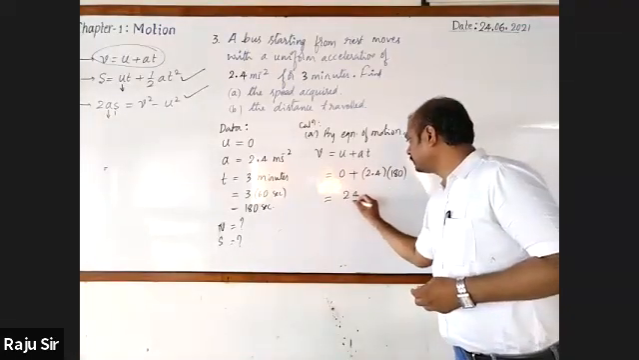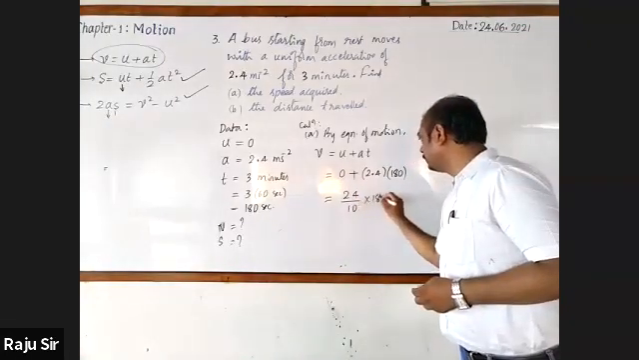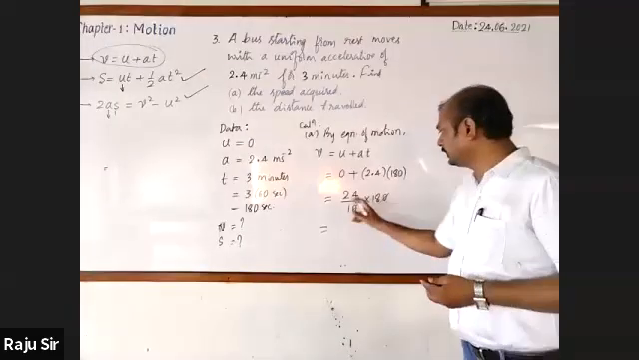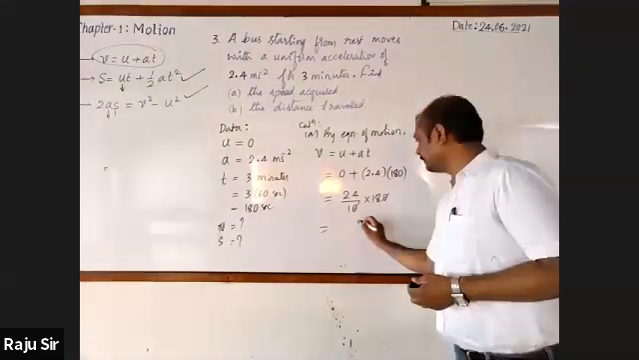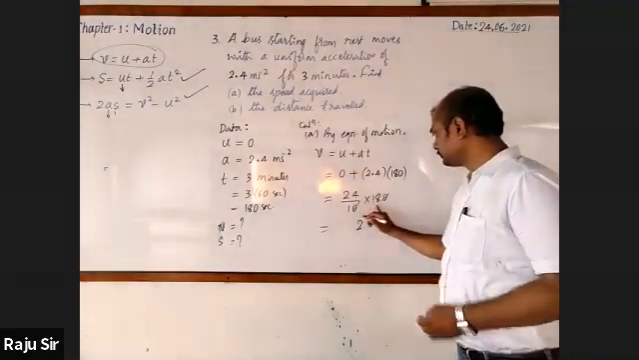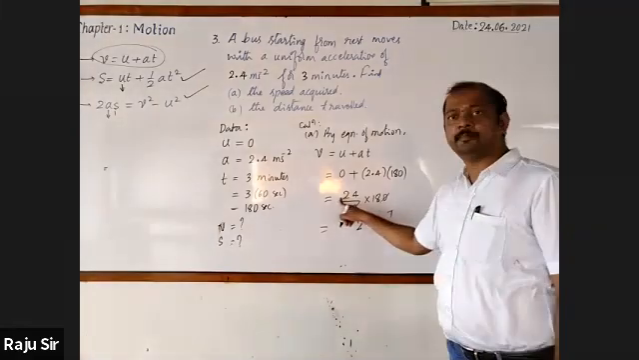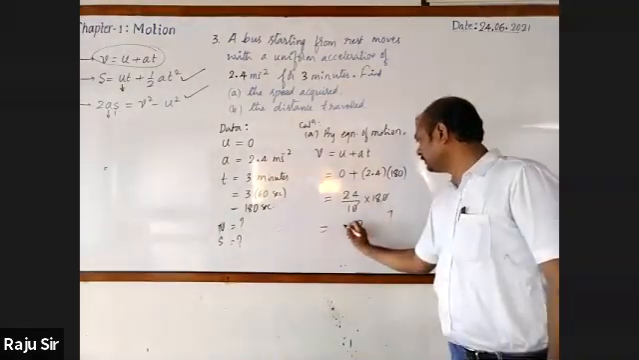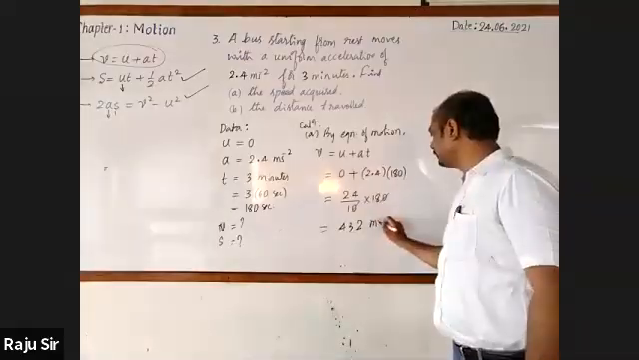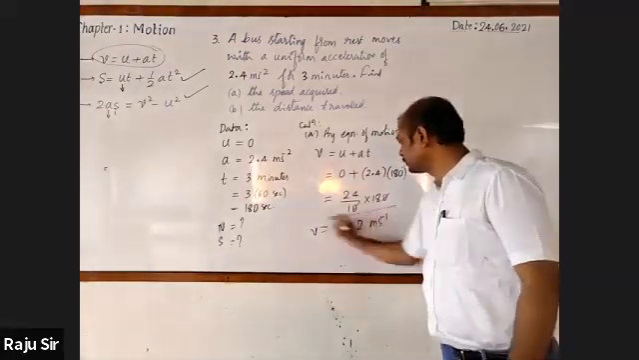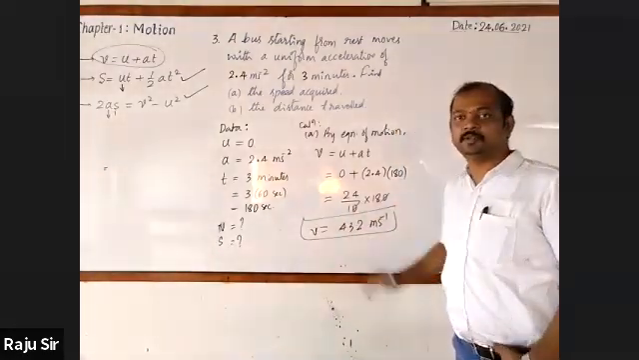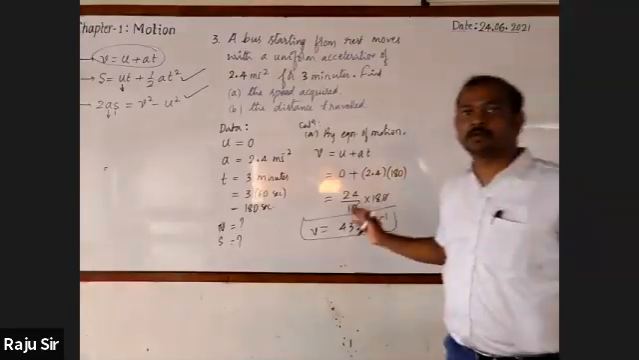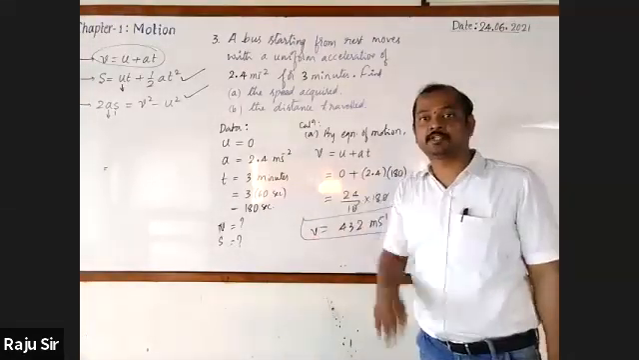It's equal to 2.4 can be written as 24 by 10, then into 180, the 0s get cancelled. It is equal to, multiply: 18 4s are 72. 7 is the carry, 18 2s are 36. 36 plus 7, 43. 432 meter per second. I think it is too much. Let it be. Just let us consider only for calculation purpose, not practical way.